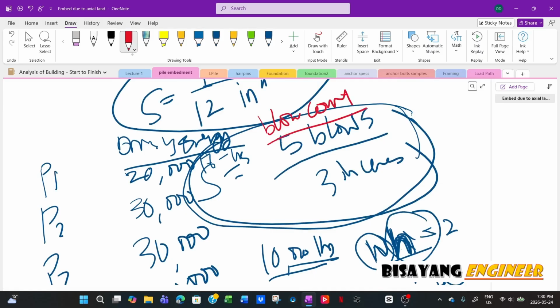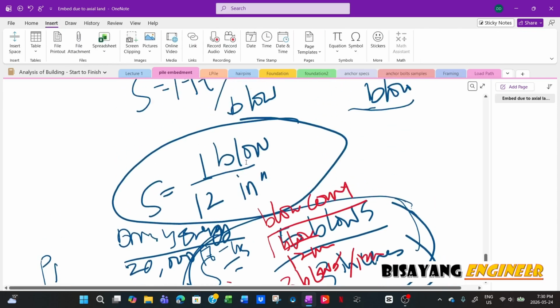So say for example, this is 1 blow per 12 inches. This one is say 3 blows per 12 inches. This one is 5. This is say 10 blows per 12 inches, something like that. It really depends. So that's how I do a pile driving criteria.